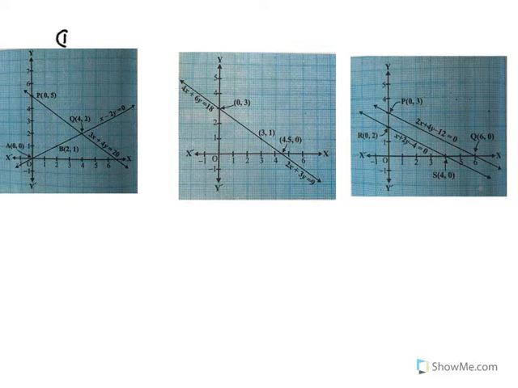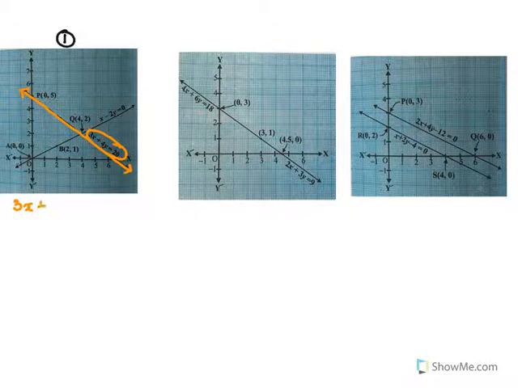In the first figure, we can see two intersecting lines. Here is one line, and this yellow line is represented by the equation 3x plus 4y equal to 20, which means if we take this equation, find the solutions, and plot them on the graph, we will get this line.